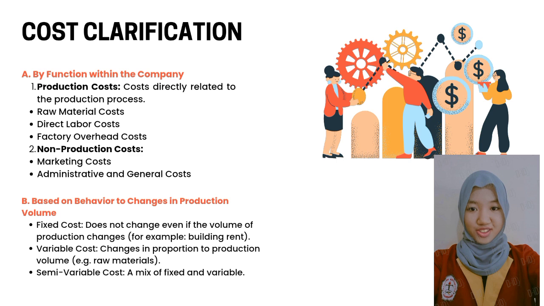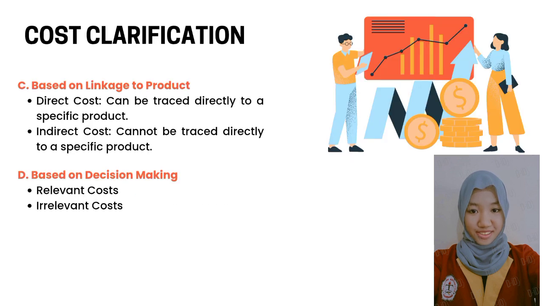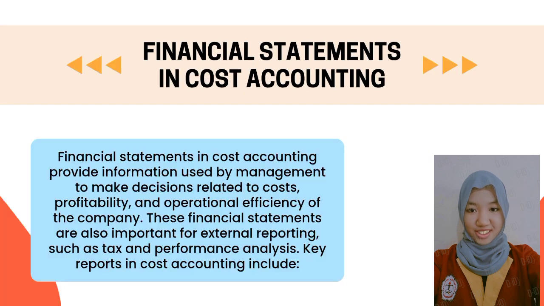B. Based on behavior to changes in production volume. Fixed cost does not change even if the volume of production changes, for example, building rent. Variable cost changes in proportion to production volume, e.g. raw materials. Semi-variable cost, a mix of fixed and variable. C. Based on linkage to product. Direct cost can be traced directly to a specific product. Indirect cost cannot be traced directly to a specific product. D. Based on decision-making. Relevant costs. Irrelevant costs.